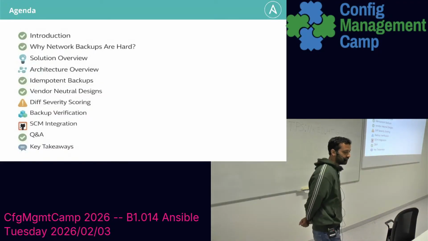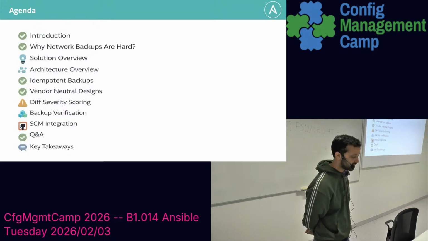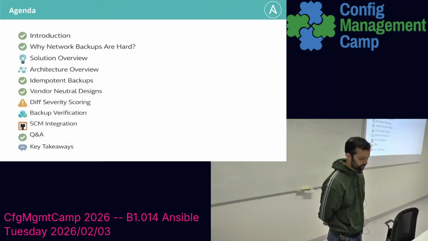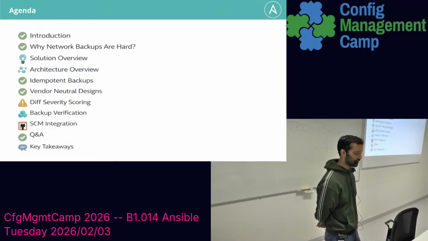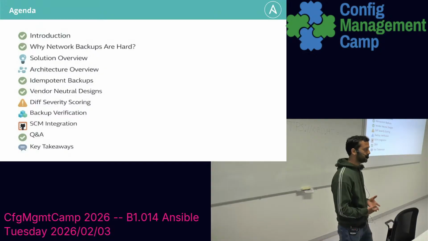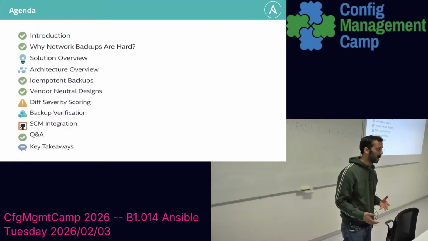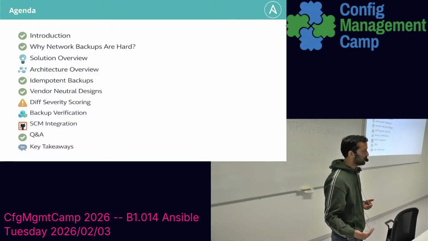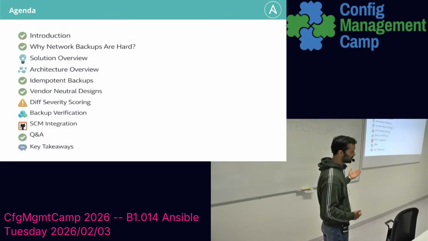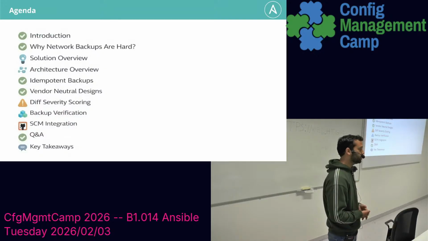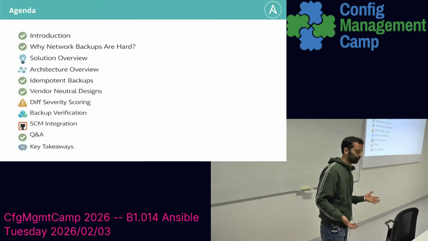Apart from a brief introduction about the whole use case, we'll talk about why network backups are hard, and then I will show you the solution overview. There will be an architecture overview as well, covering the collections, modules, and plugins we are using, and how we are stitching everything together. Then we will talk about the core features: idempotency in backup operations, then vendor neutral design, where you can automate backup and restore irrespective of the platforms which are supported for now.